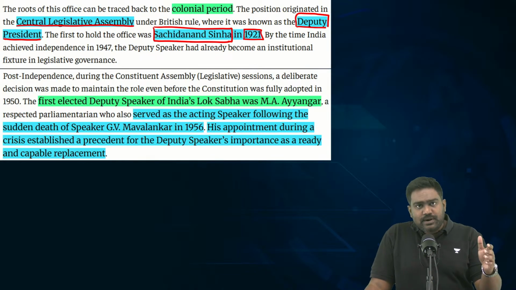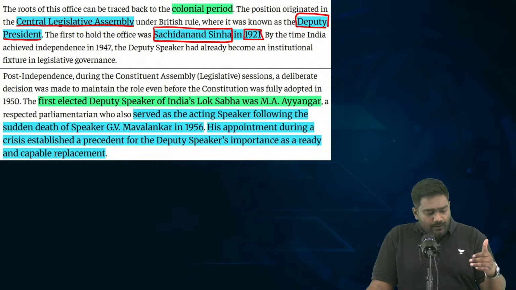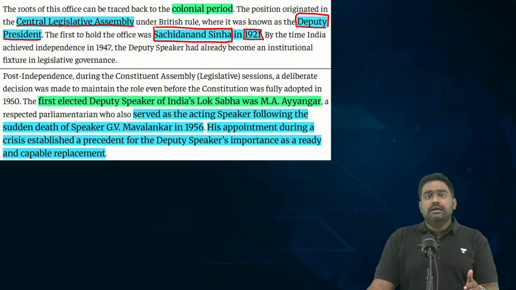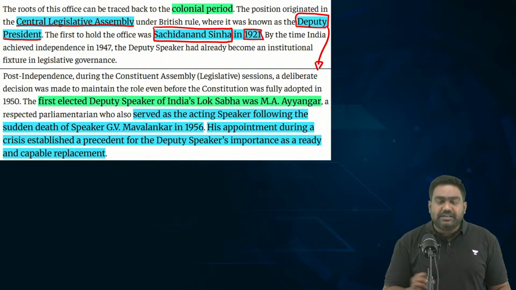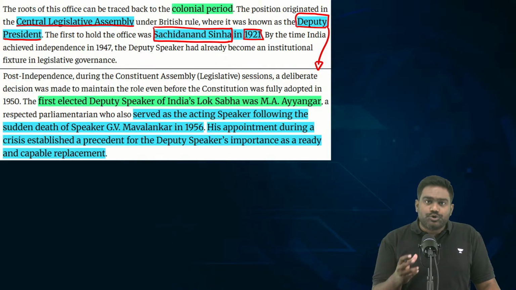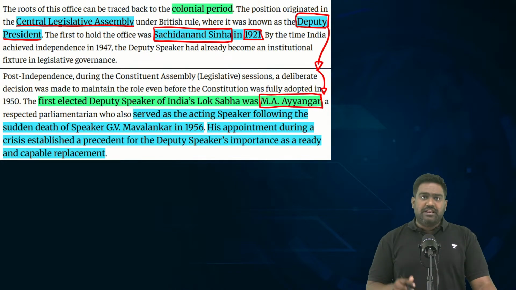Since 1921 till 1947, till India's independence, this office went on to play a key role in pushing the conduct of business in the Central Legislative Assembly. Post independence, the office transformed into the office of Deputy Speaker. It became a constitutional office mandated by the Constitution. And the first Deputy Speaker was M.A. Iyengar, a very well renowned parliamentarian.